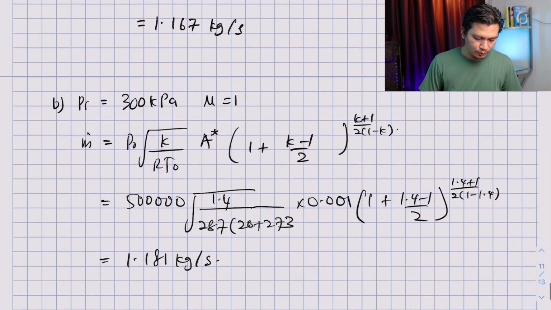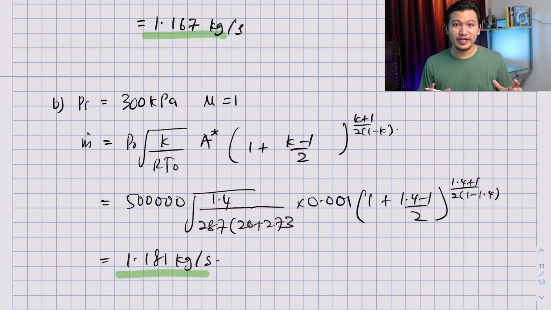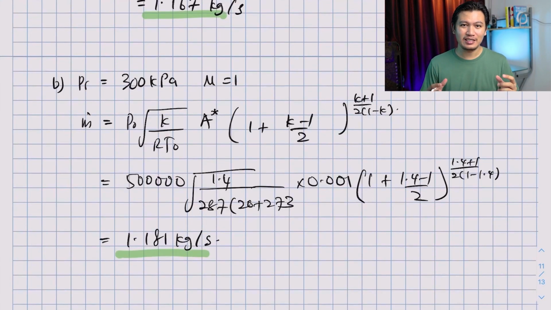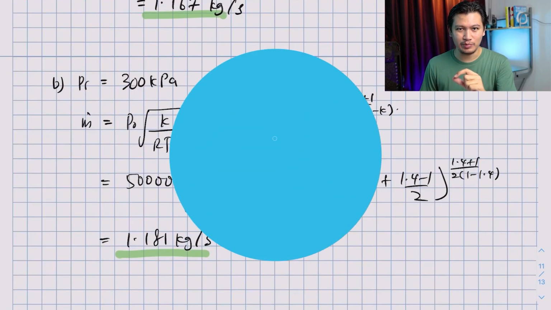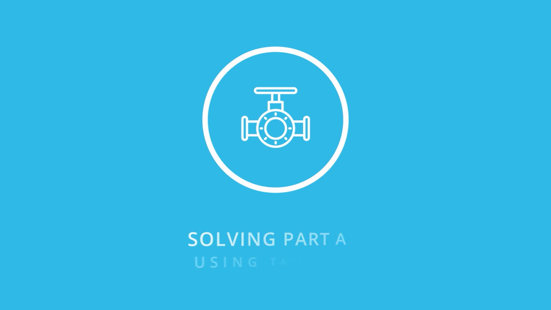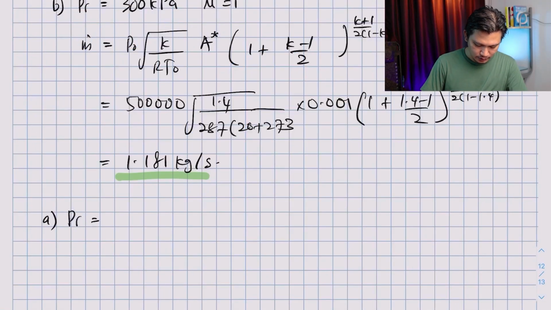When you compare these two values, it kind of makes sense, because at Mach number equal to 1, the mass flow would be slightly higher than at Mach number less than 1. The important point that I want to show you inside this tutorial is how to use the isentropic flow table. If we do it correctly, we should be able to get similar values either using the equation or using the tables. Now we go back to question 1, which is PR equal to 300 kilopascal.